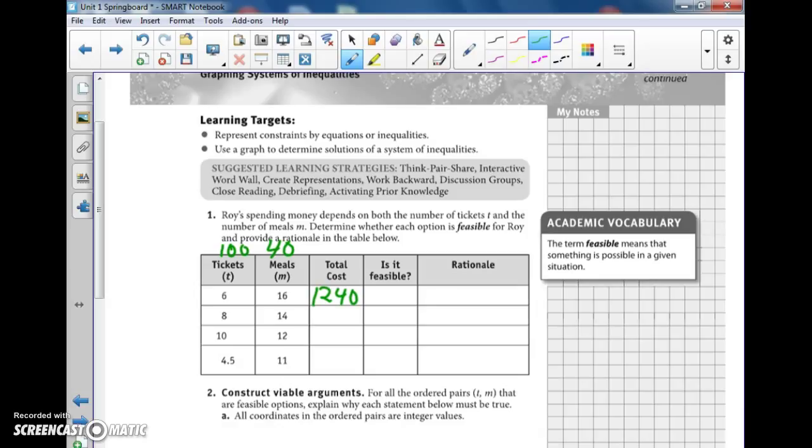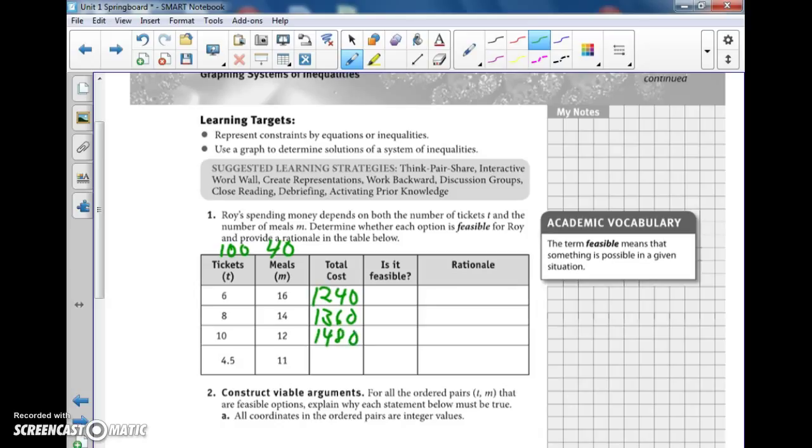If he buys 8 tickets and 14 meals, how much did it cost him? 1360? Does everybody agree with 1360? Okay, very good, it is 1360. All right, if he purchases 10 tickets and 12 meals, how much does he spend? 1480. Okay, agreed, 1480.